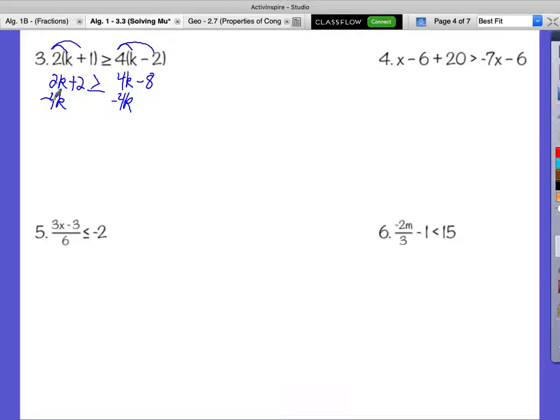So 2k minus 4k is -2k, right? Plus 2 is greater than or equal to -8. So what am I going to do with this positive 2? Subtract it from both sides. -2k is greater than or equal to -10. Two negatives become more negative. So now what am I going to need to do to get k by itself?